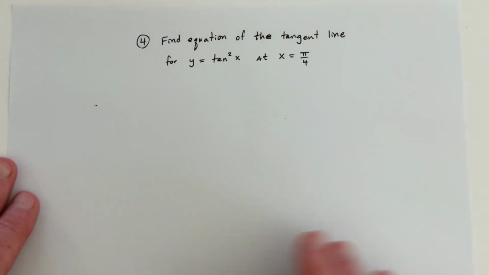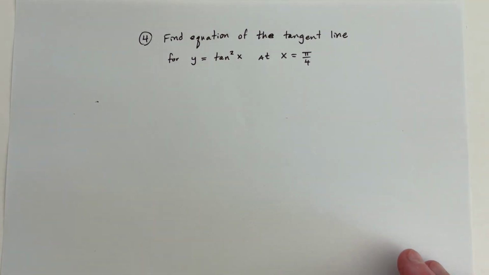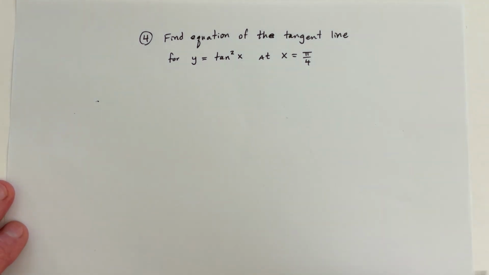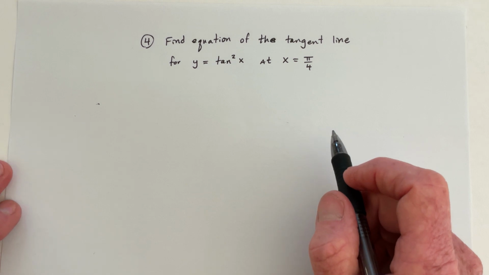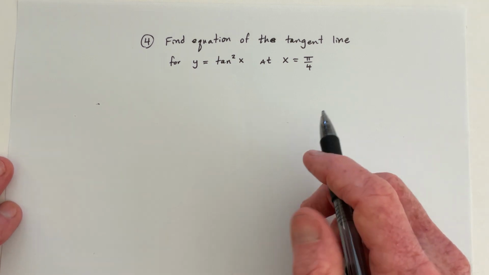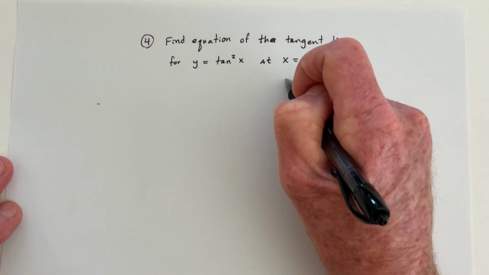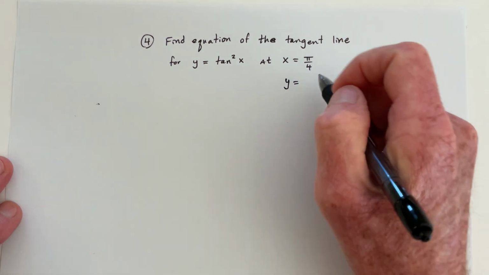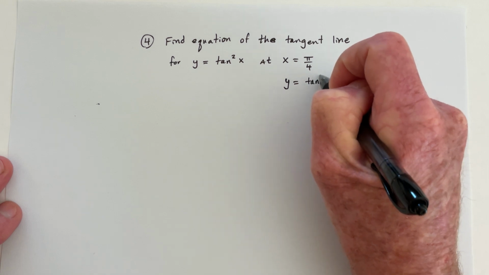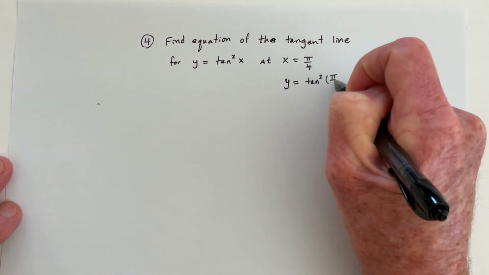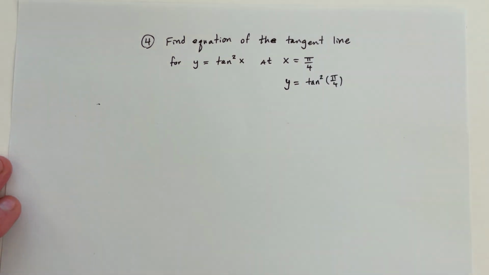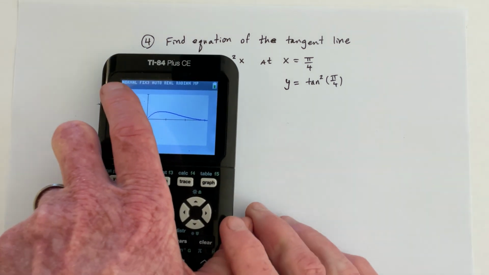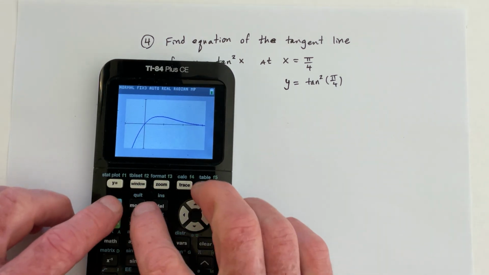Okay, just one more. Find the equation of the tangent line. So that means that we need a point and we need the slope. The slope is going to come from the derivative. The point comes from, if you're given x equals pi over 4, then you can plug that in and find out what is tangent squared of pi over 4. And perhaps you already know that that equals 1.